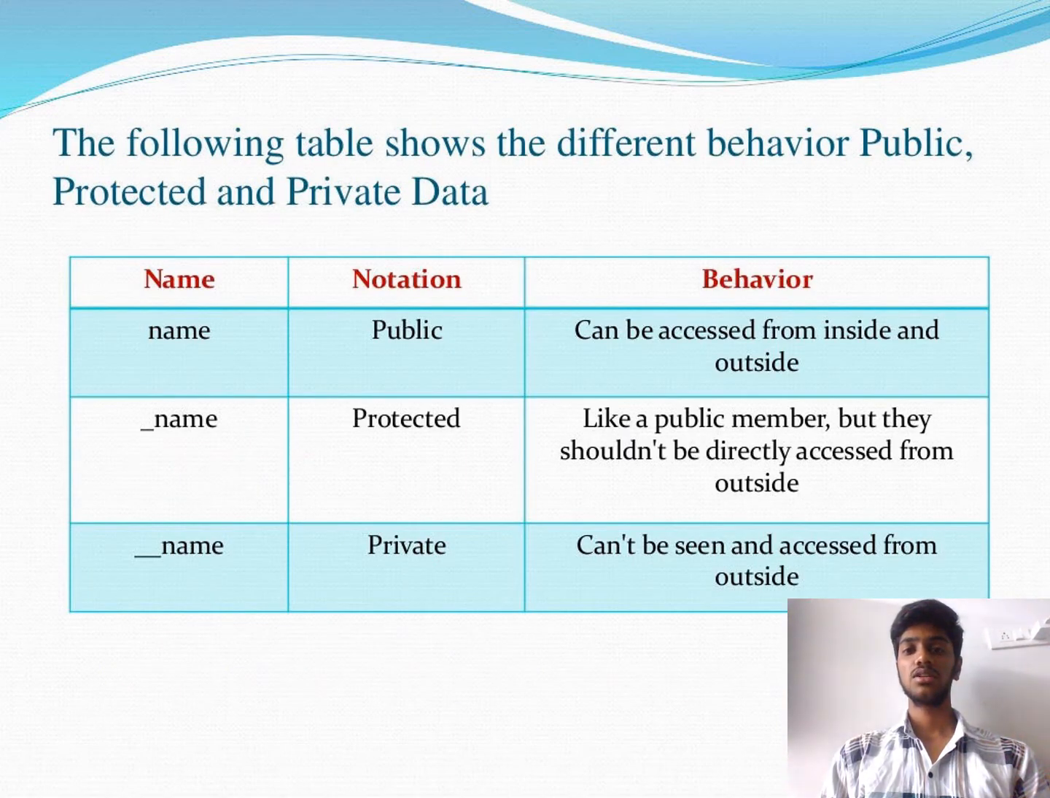The following table shows the difference between public, protected and private data. Name, public: can be accessed from inside and outside. Underscore name, protected: like a public member, but they shouldn't be directly accessed from outside. Double underscore name, private: cannot be seen and accessed from outside.